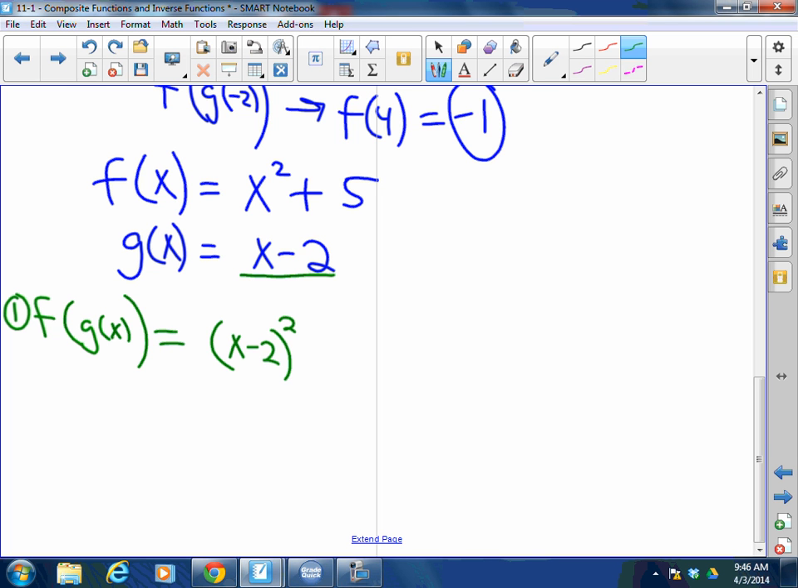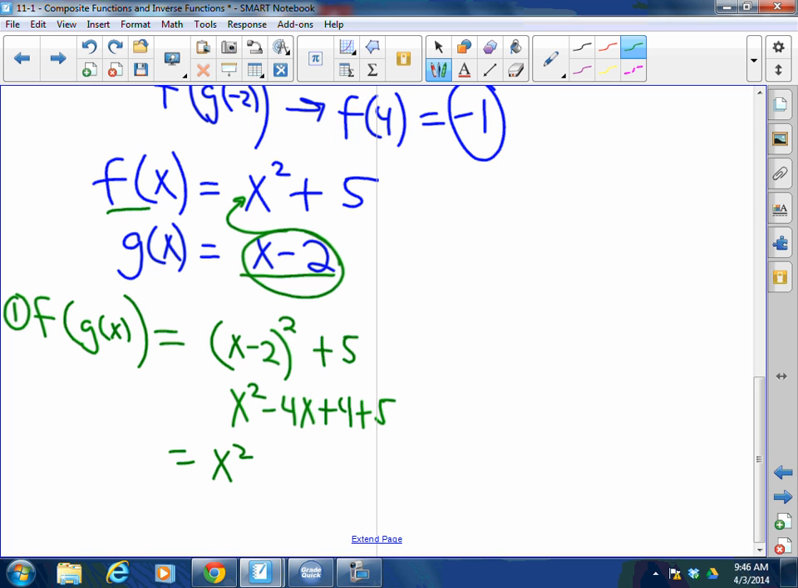Why did I do that? Didn't I replace the function g of x into the x of f? Did you see that? Plus 5. Now, FOIL. That's x squared minus 4x plus 4, plus 5. So that equals x squared minus 4x plus 9.